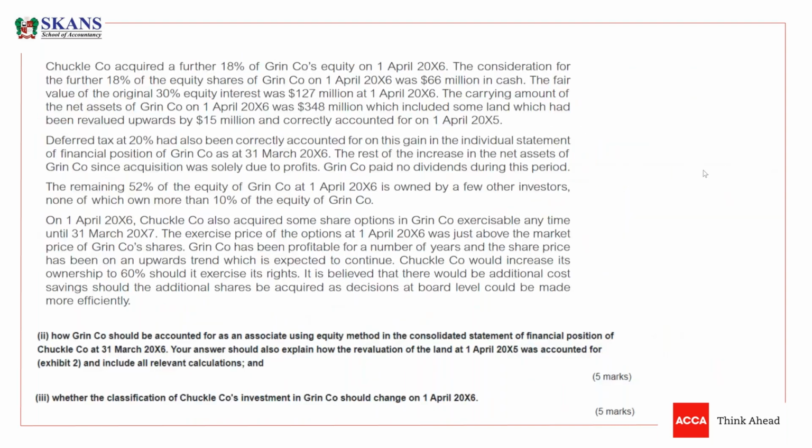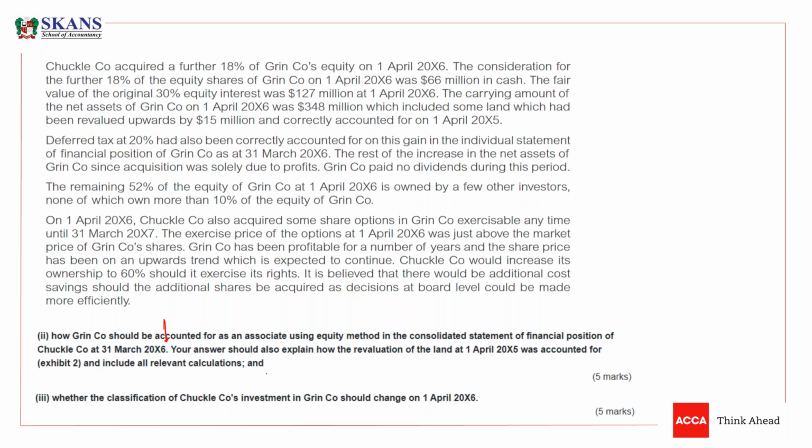This is going to be an interesting part. Listen carefully. What is this part now? So the question is, how should Green company be accounted for as an associate using the equity method in the consolidated statement of financial position of C company at 31st March X6. Your answer should also explain how the revaluation of the land on 1st April X5 was accounted for and include all relevant calculations. So guys, there are again two requirements.